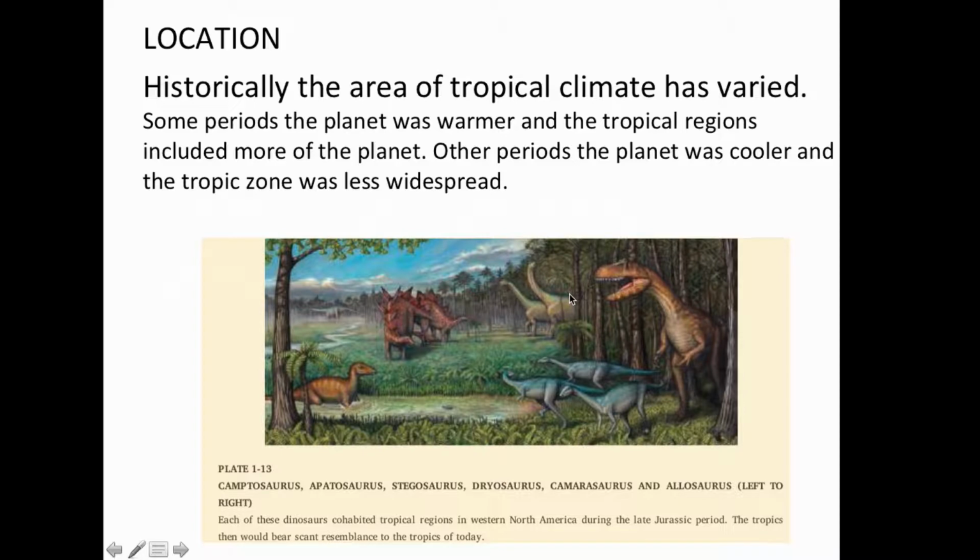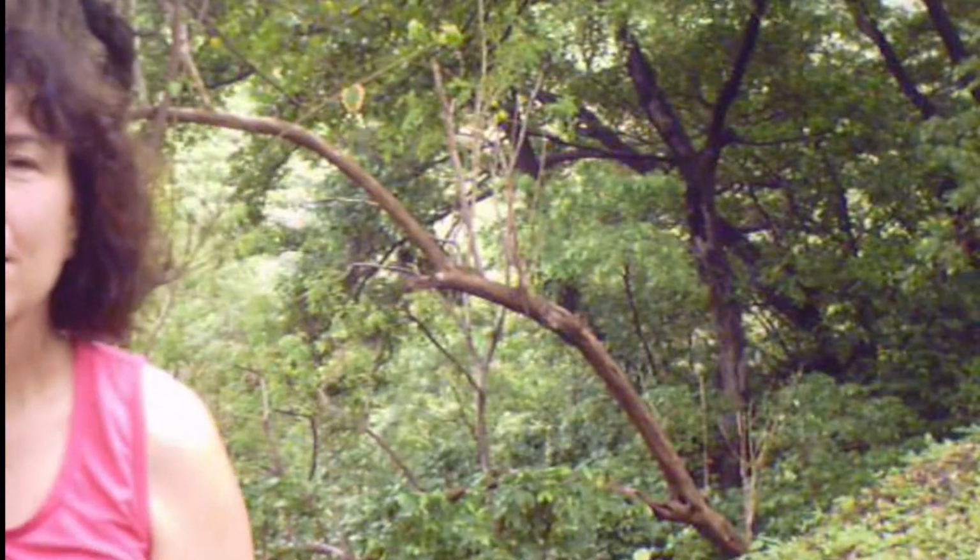So the location of the tropics has changed throughout time, and this figure in your book shows you an image of Western North America, hard to believe by looking at it, and the vegetation would have been considered tropical, but in other times the planet was cooler, like for example the Ice Age, and the amount of tropics was way reduced. So again, welcome to the tropics.